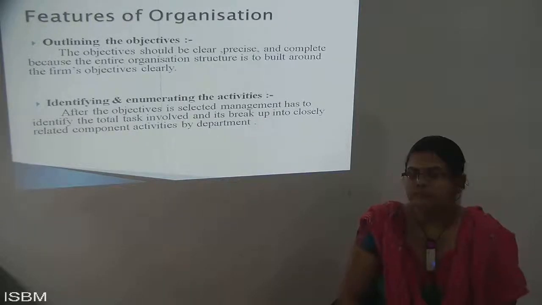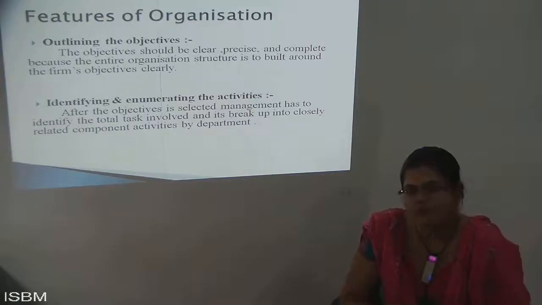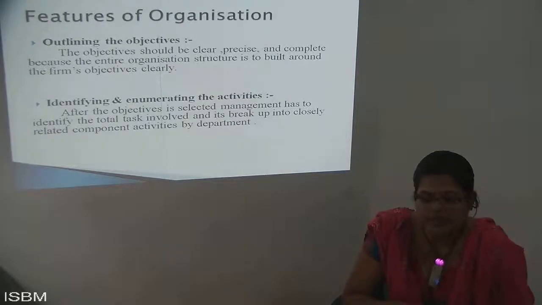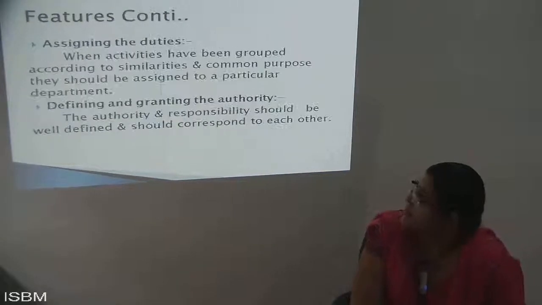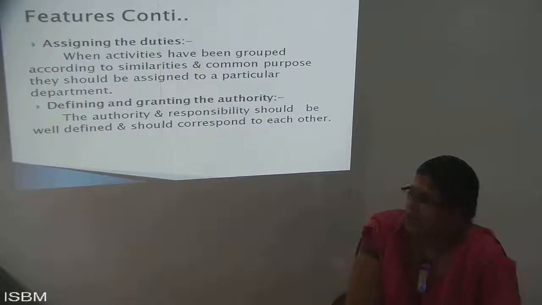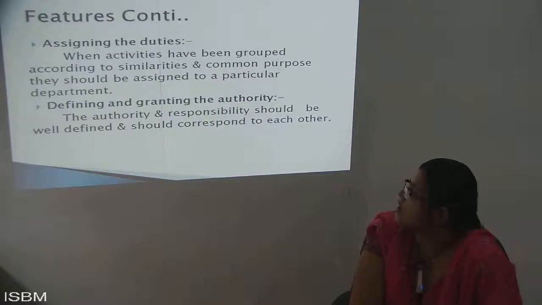Now, these are the different features of an organization. First, the objectives. Second, how you identify each and every objective, how you enumerate it, and then afterwards how you assign the duties. Then, once you are assigning duties, you need to grant authorities.